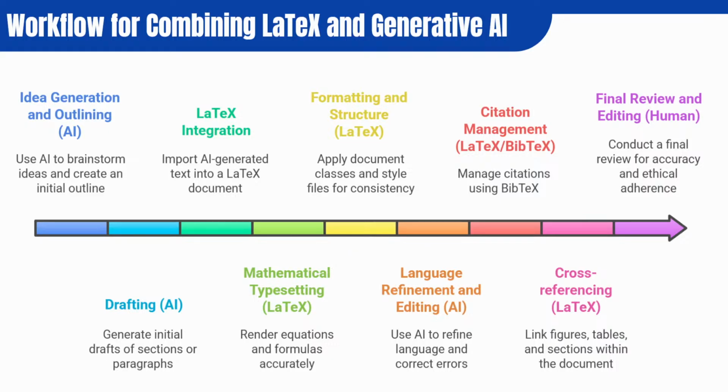Okay, so our document contains many equations. There are some figures inside our document, and tables are there. So everything we can link to each other, and we can add them just like hyperlinks. Okay, so we can create a hyperlinked document, and finally we can review and edit, conducting the final review for accuracy and ethical adherence. Okay, so this is the process of how we can write and prepare the document.